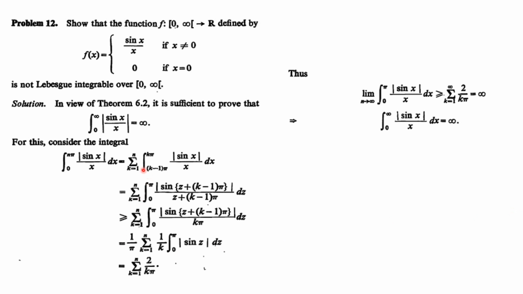So we can add all these integrals, and we will get the value of the integral over 0 to n pi. So 0 to n pi can be written as the summation of the integrals from (k minus 1) pi to k pi, where k is varying from 1 to n. Now we can apply a transformation. We can substitute x to be z plus (k minus 1) times pi.